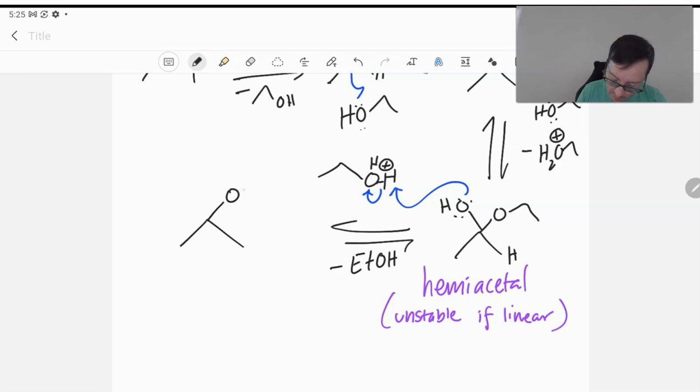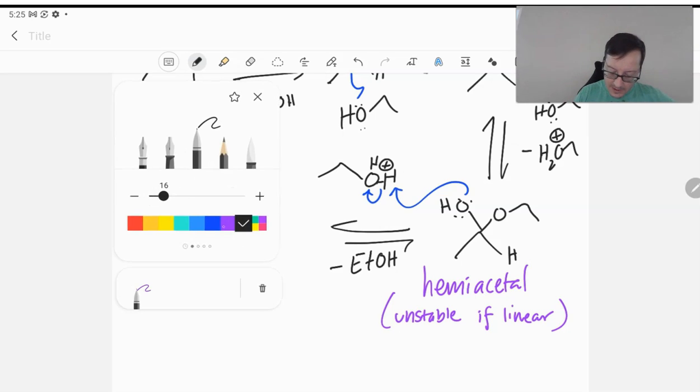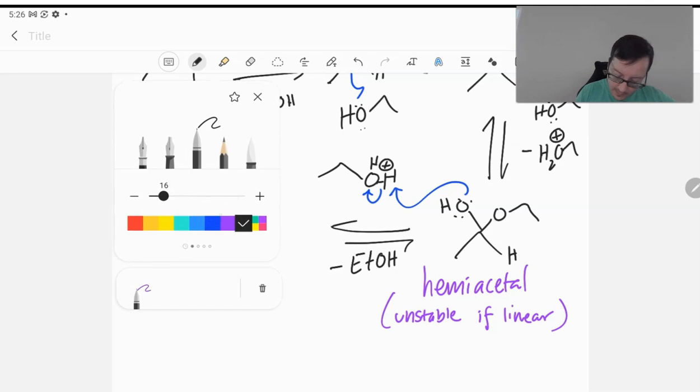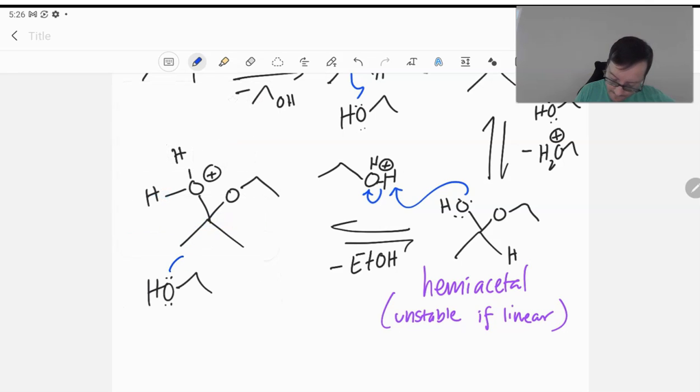We have now our leaving group set up, because now what's going to happen is we're going to have our ethanol molecule come in and attack, and it's going to kick out that leaving group. So here we go. Comes in, kicks out the leaving group, which is our water.